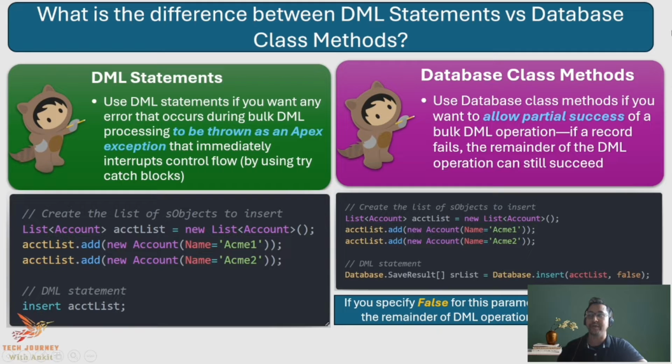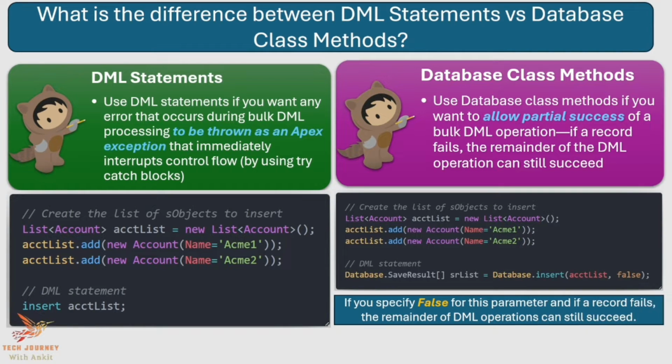So the first question that we will be discussing today is what is the difference between the DML statement and the database method. We all know that in Salesforce we have two different options to perform the DML operation. One is the DML statement and the second one is the database method. Now the question comes when to go for what kind of approach. The simple answer is you should go for the DML statement if you want that when any error occurs while performing the operation, immediately all the records should roll back, right? Immediately your flow should interrupt, then you should go for the DML statement.